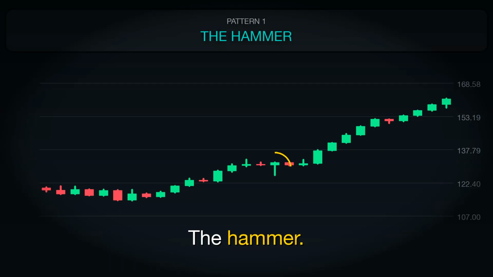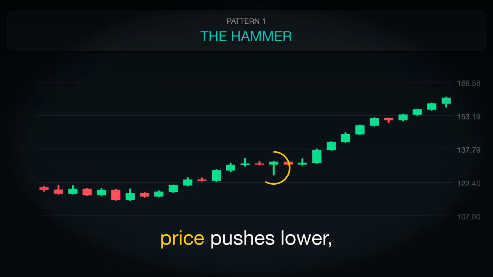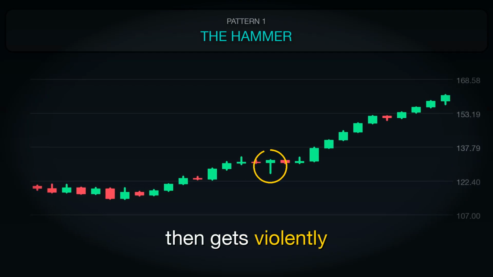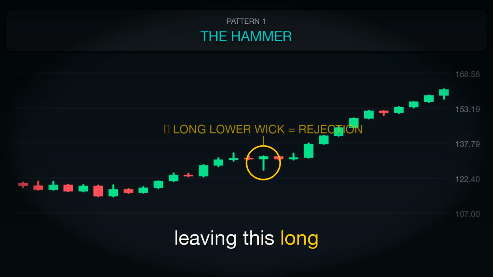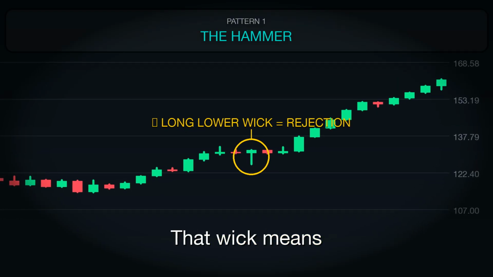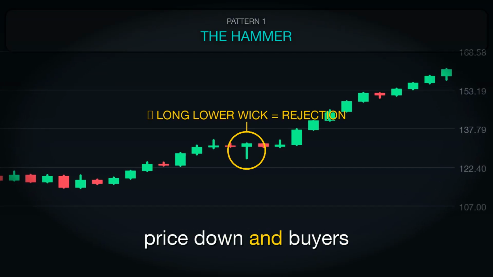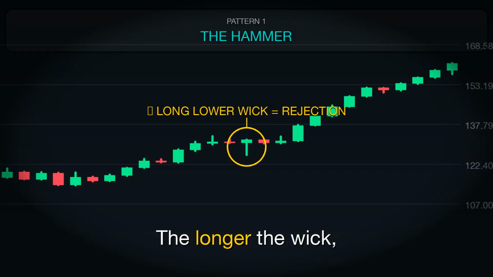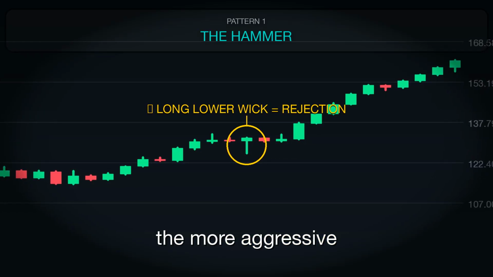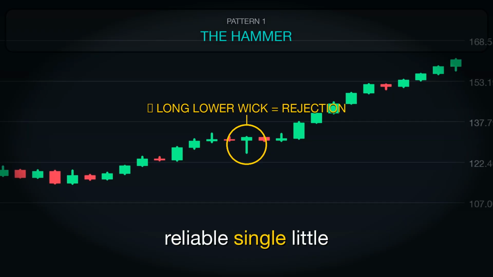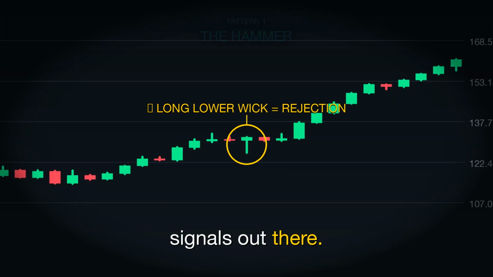Pattern 1, the hammer. After a downtrend, price pushes lower, then gets violently rejected, leaving this long lower wick. That wick means sellers tried to push price down and buyers overpowered them. The longer the wick, the more aggressive the rejection. One of the most reliable single candle reversal signals out there.